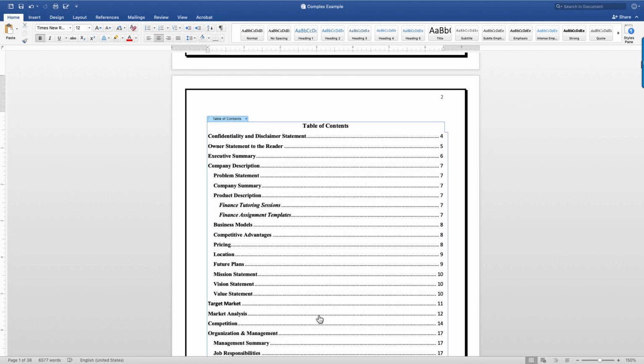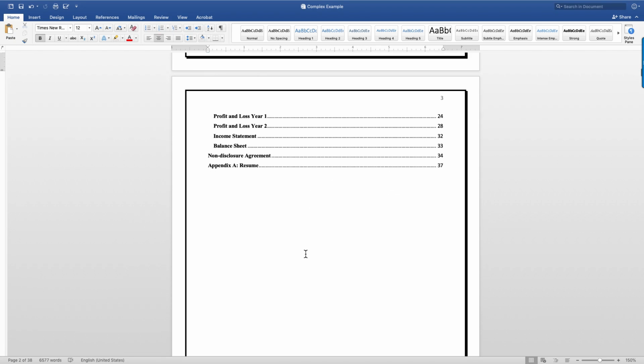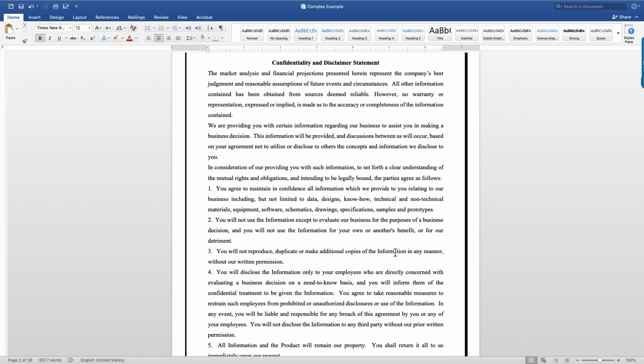The next section is the table of contents. This just tells a reader what the different sections are and where they're located. The table of contents shows that the document is approximately 37 pages, and I do advertise that my complex business plans are between 25 to 35 pages, so this does go a little bit high on the page count.